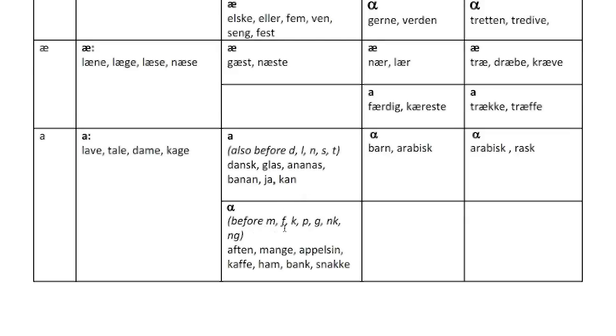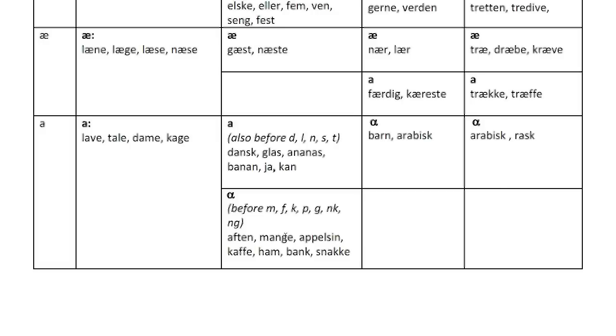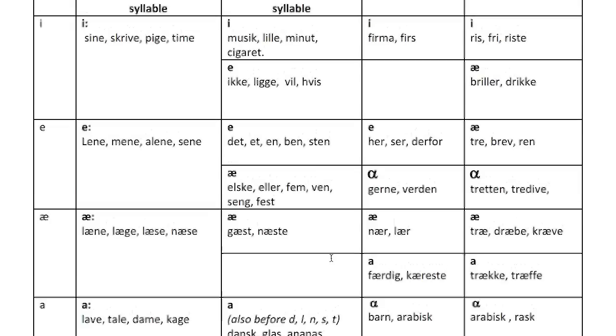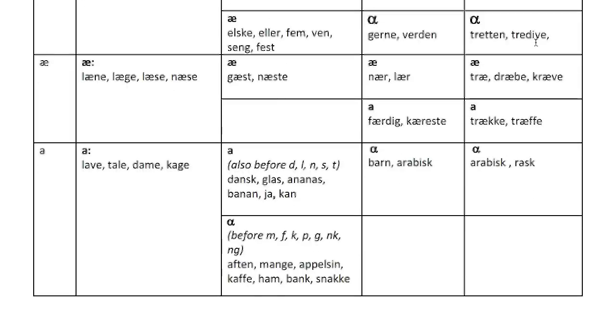Then if it is before M, F, K, P, G, N, it is pronounced as A. In Danish it is dybt A. For example, aften, mange, appelsin, kaffe, ham, bank, snakke. And very easy, if it is before R or after R, it is pronounced as A. For example, barn, arabisk, or after R, rask.